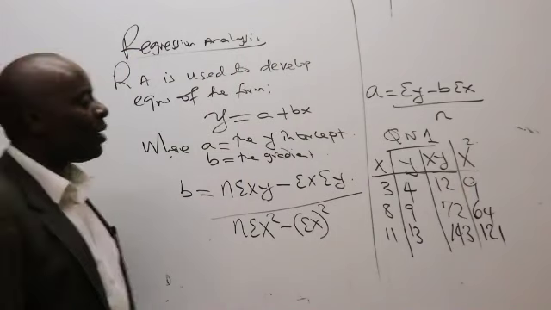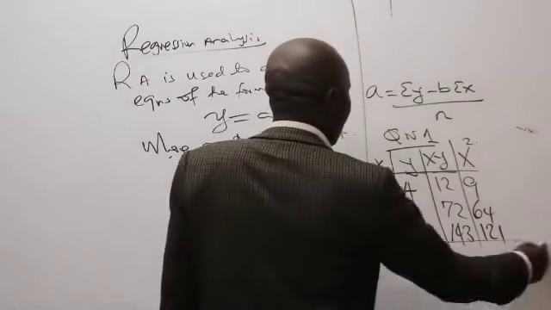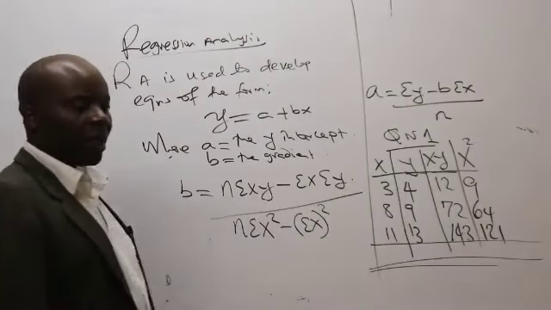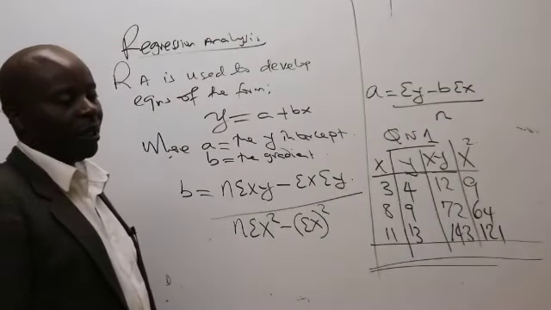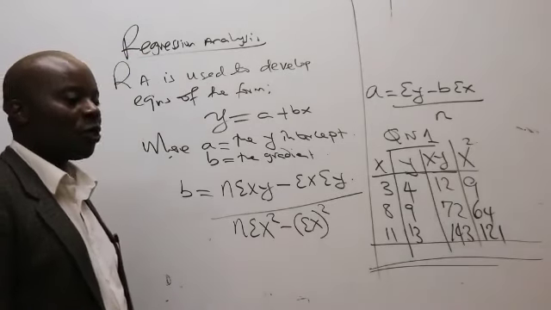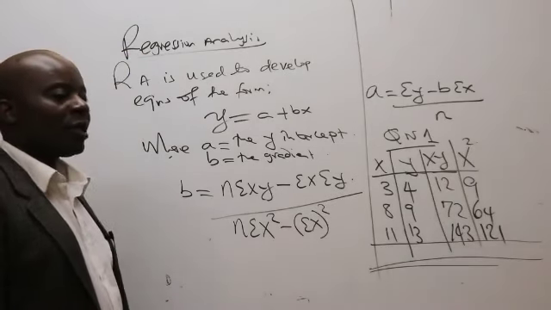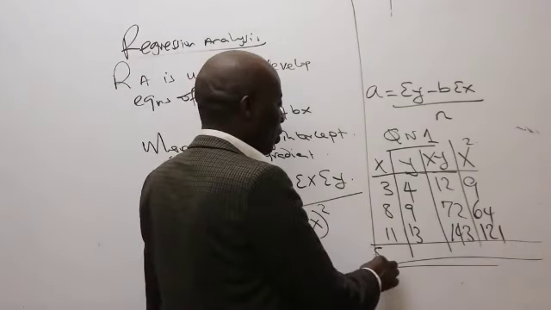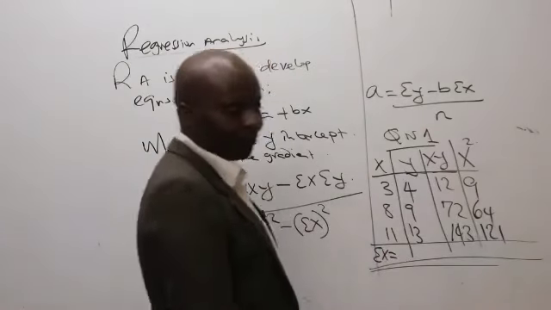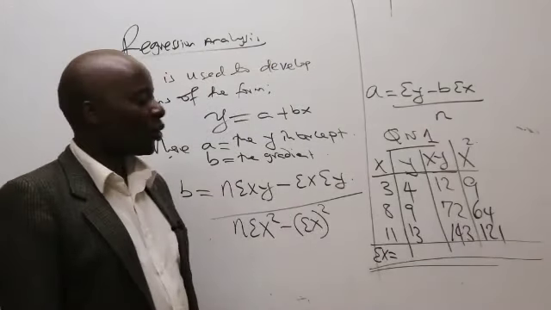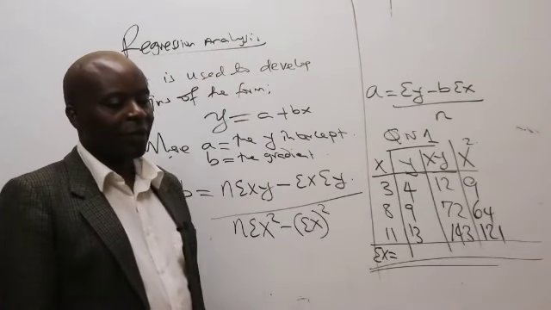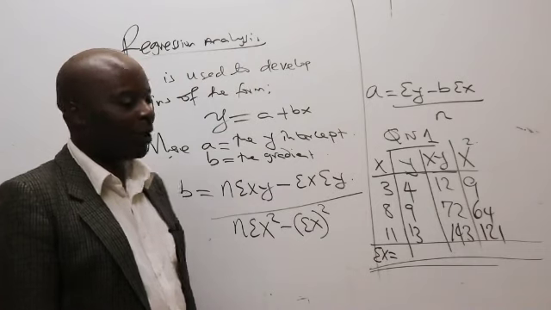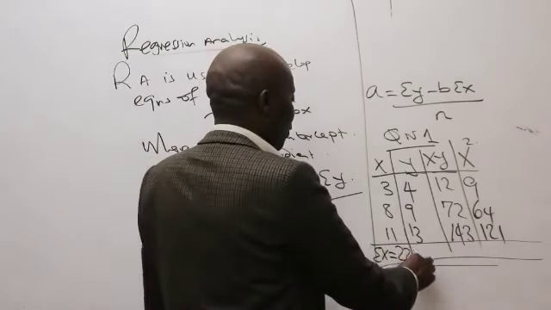121. Ladies and gentlemen, if that is the case, could you kindly come here and give us the summations? Remember, regression is a sigma model. Regression is all about summations. So sum of x, what do we have here? Sum of x, so 3 plus 8 plus 11 gives us what here? 22. Thank you very much.